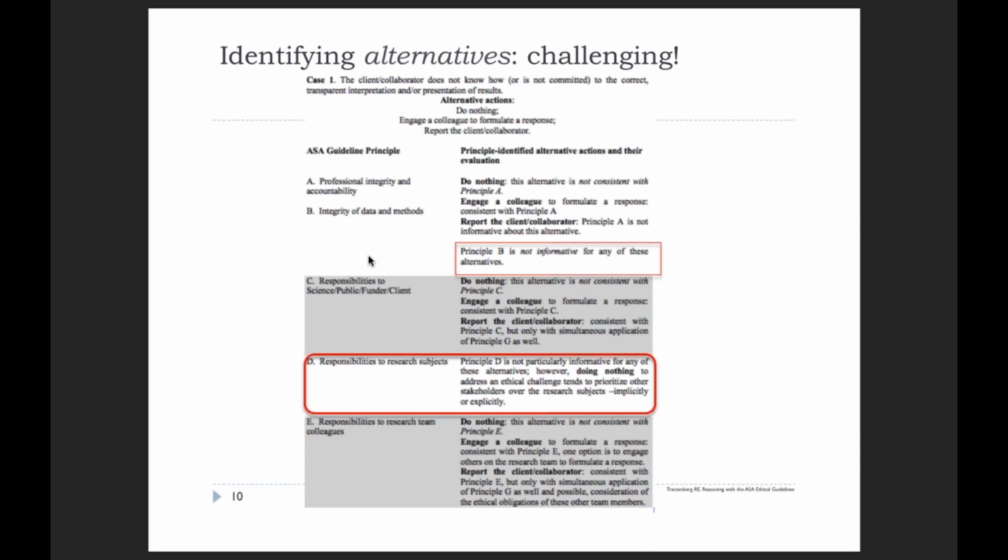Specifically, you can see you have responsibilities to science, the public, the funder, and the client. Doing nothing is not consistent with principle C. Engaging a colleague is consistent with principle C. And it's possible that reporting the person who wants you to cherry pick is consistent with principle C, but you are responsible to both the public and the client, or to science if you're generating scientific results, and the client. So you have a conflict there.